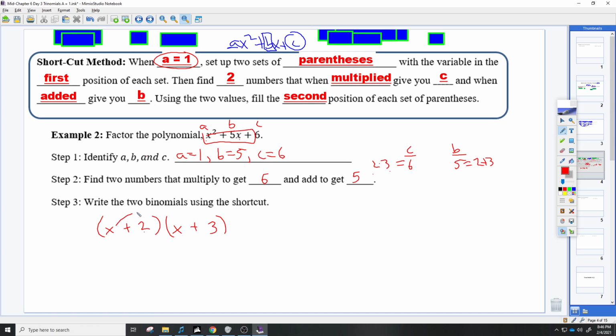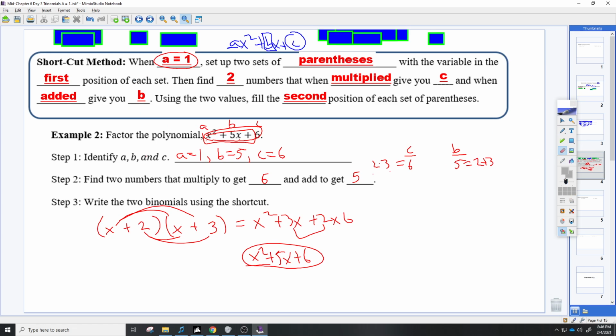If you were to multiply these back together, you would get x times x is x squared. x and 3 is plus 3x. Then these two would give you 2x. 2 times 3 is 6. And finally, combine those two: x squared plus 5x plus 6. You don't have to write this part out. I'm just proving to you that this is the same thing that we started with, if you can see it. Let's erase all this here. See, it's the same thing that we started with.